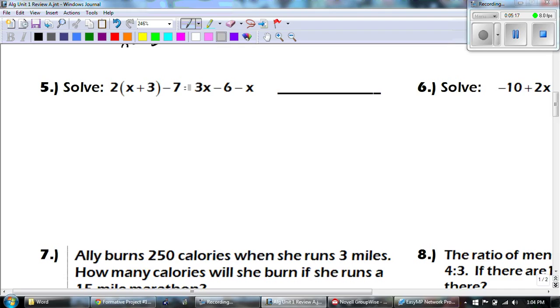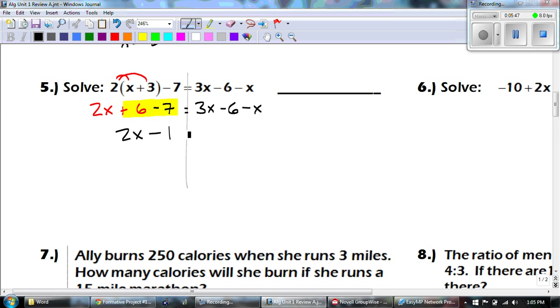Number 5. Okay, the first thing we want to do with number 5 is distribute. 2 times x is 2x. 2 times 3 is 6. And on the right-hand side, I'm just going to keep it the same. You can combine like terms over there, but we can wait as well. So on the left side, I'm going to combine like terms. 6 minus 7 is -1. On the right side, I have 3x minus x, which gives us 2x.